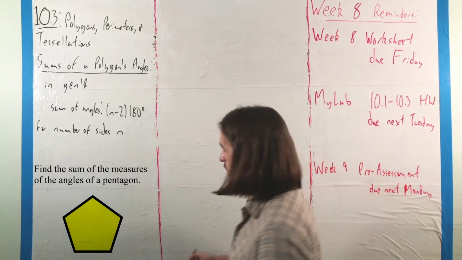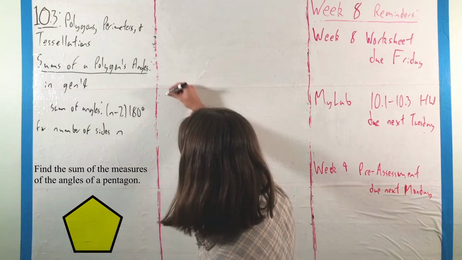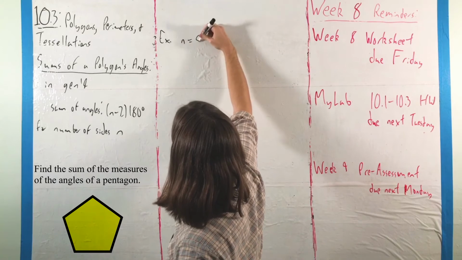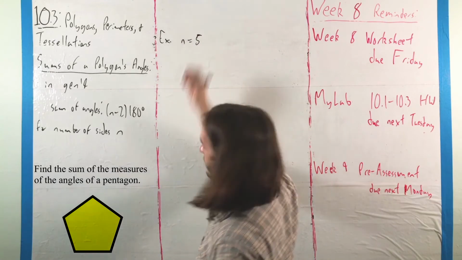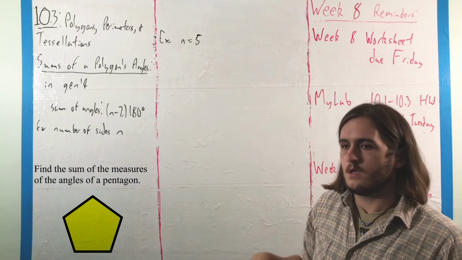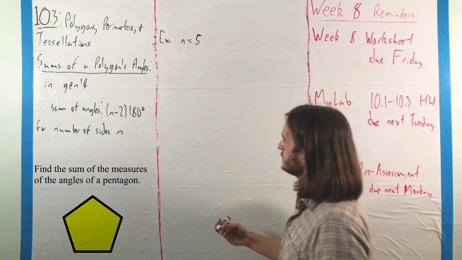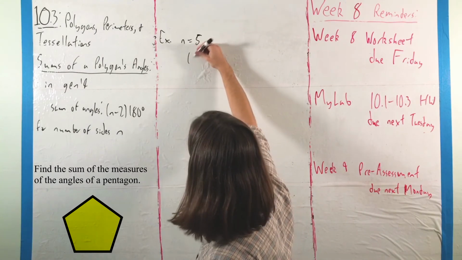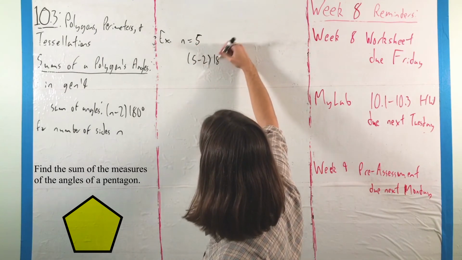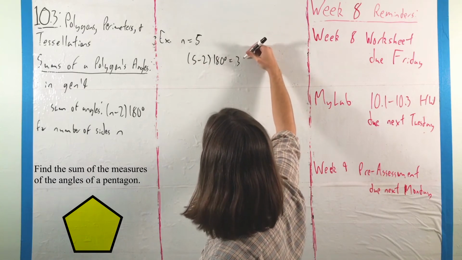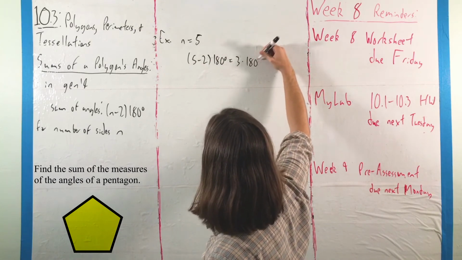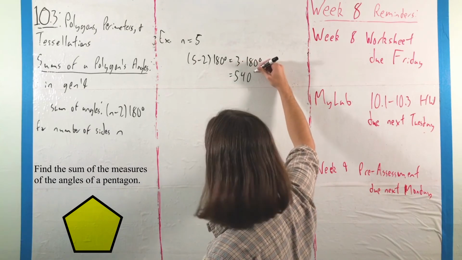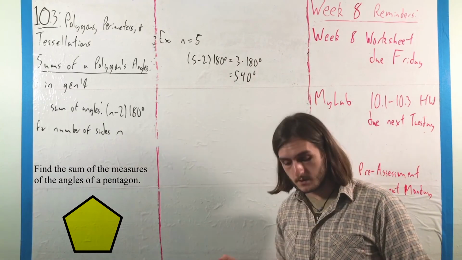Now here, we would have that n is equal to 5. Pentagons are the 5-sided polygons. So, let's use the formula. The sum of our angles would just be 5 minus 2 times 180 degrees, or 3 times 180 degrees, which tells us that the sum of angles of a pentagon is 540 degrees.